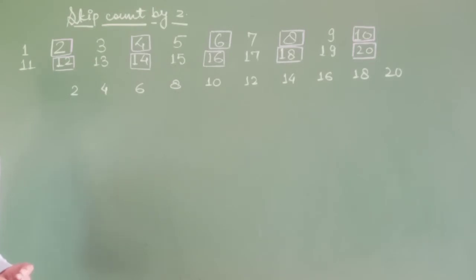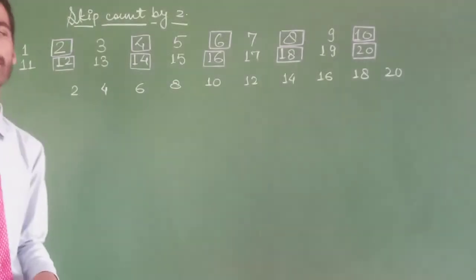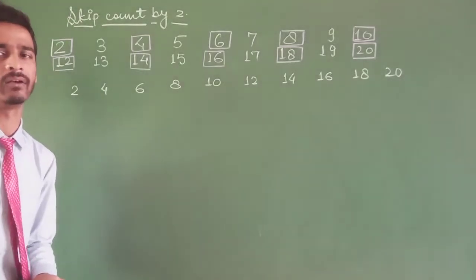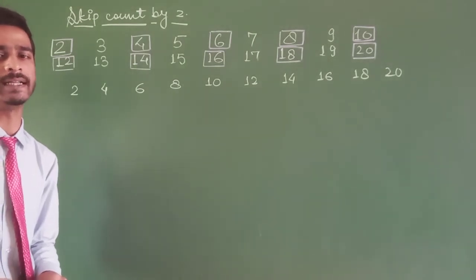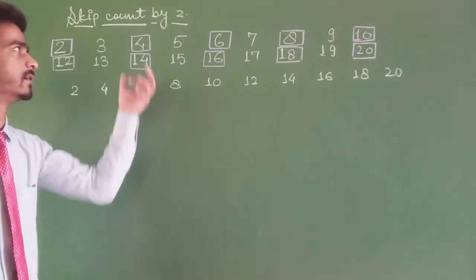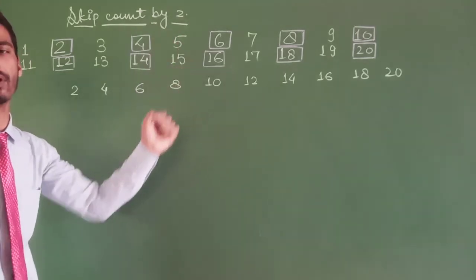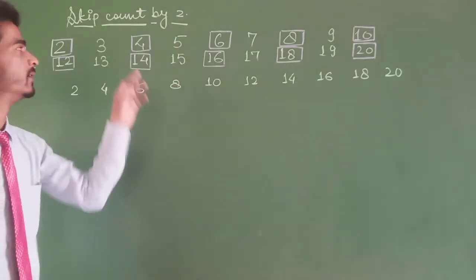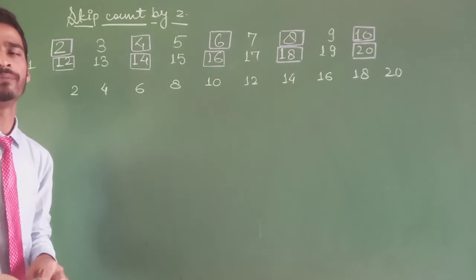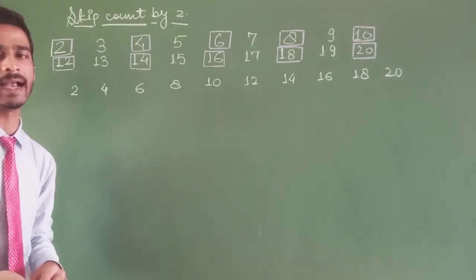And now you see that the colored boxes have numbers that end with 0, 2, 4, 6 and 8.